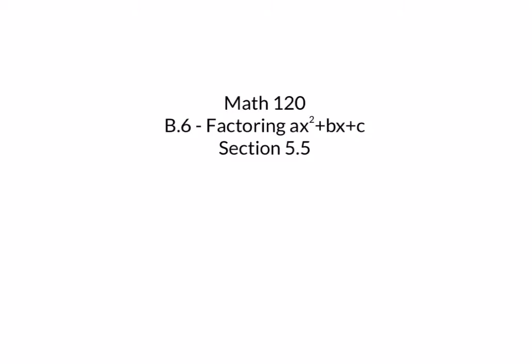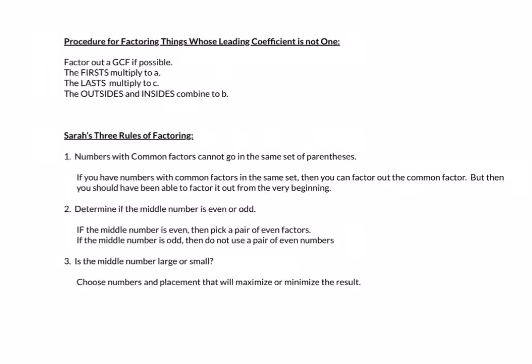All right, we've got two more sections of factoring to look at. So the next thing that we're going to talk about is factoring things that have a leading coefficient that is not 1. This comes from section 5.5. And so let's go ahead and see what this looks like.